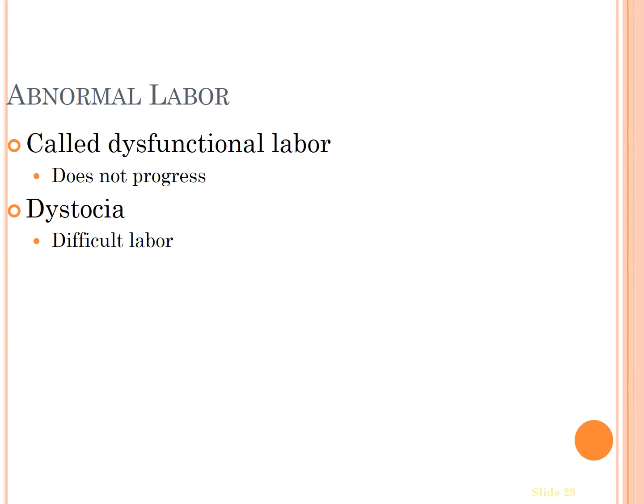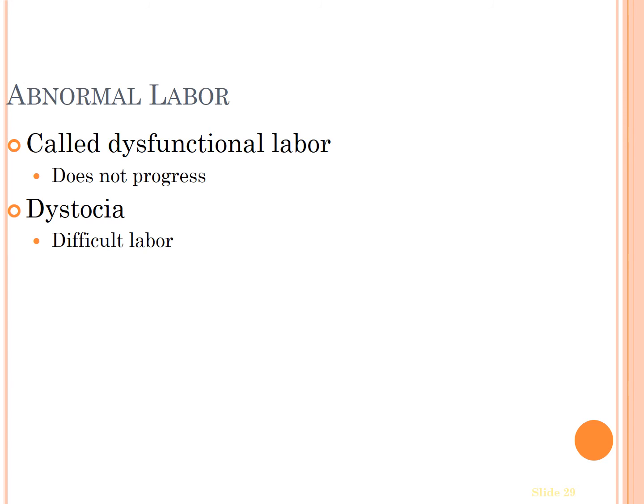So remember we talked last week about the 4 Ps: power, passage, passenger, and psyche. The interruption of any of these can cause a dysfunctional labor. Okay? If you don't have adequate uterine contractions or adequate pushing, baby is not going to descend into the pelvis. If mom's pelvis is too small or baby is too big, it's not going to come through, and it can inhibit or cause dysfunctional labor.